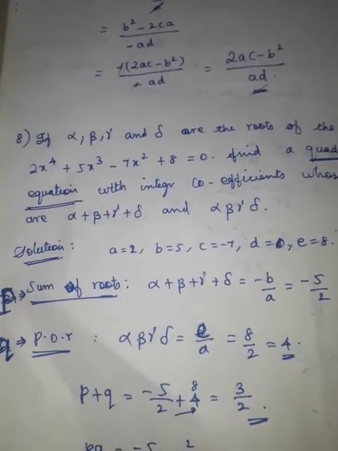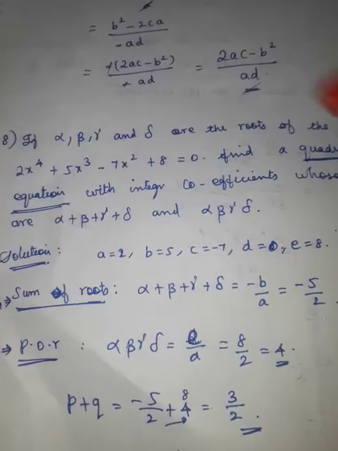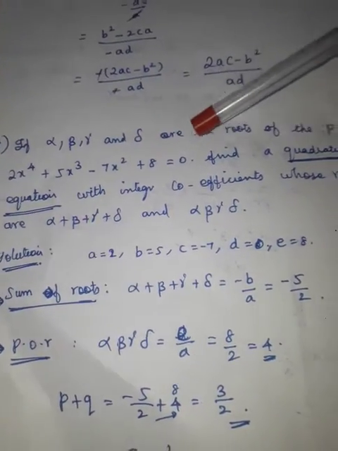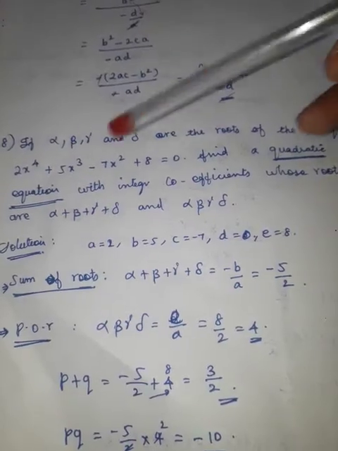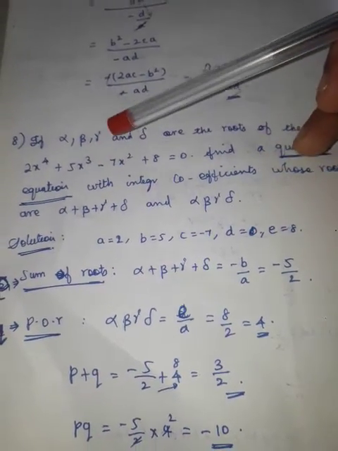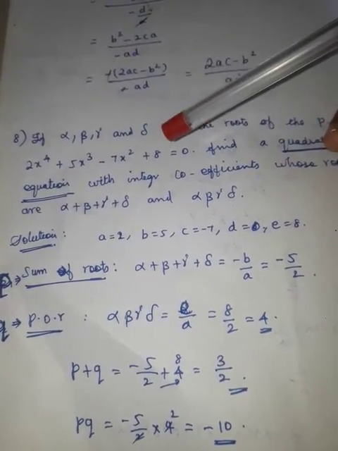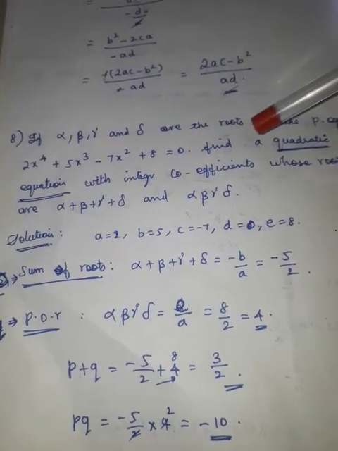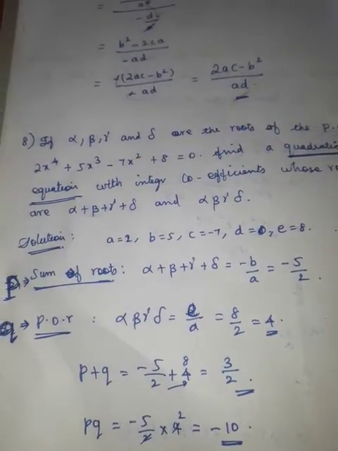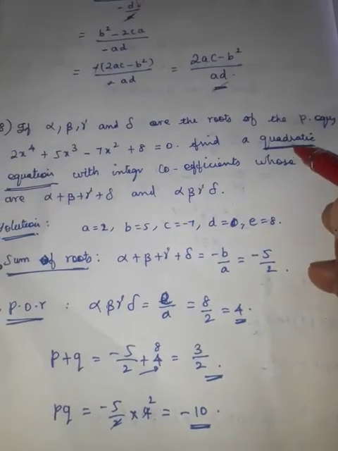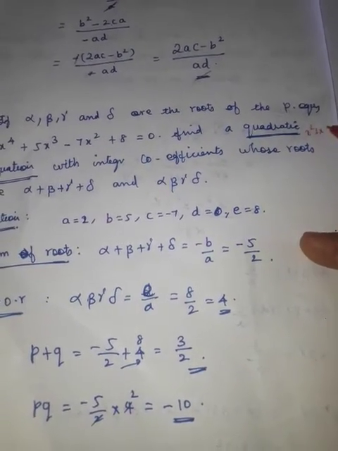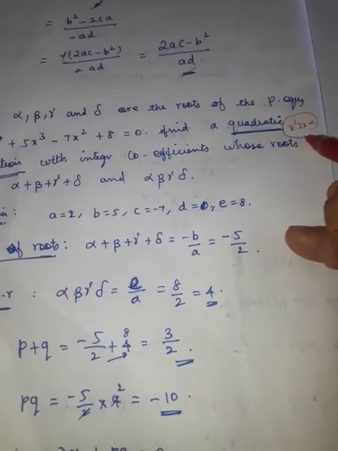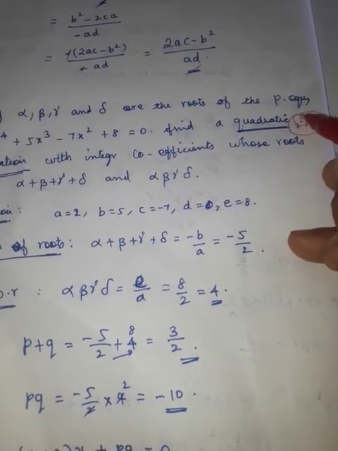Eighth question. If alpha, beta, gamma and sigma are the roots of the polynomial equation 2x^4 + 5x^3 - 7x^2 + 8 = 0, find a quadratic equation. So the quadratic equation has the form ax^2 + bx + c, with a constant only. So always the power value is 2 only.